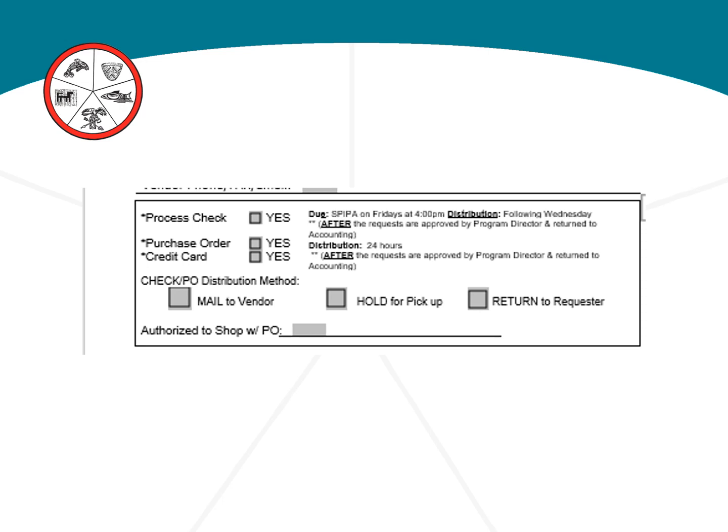The distribution method is where you tell us if you want a check or purchase order mailed, if you want it returned to you, or if you want it held at Fiscal Services here at SPIPA for you to pick up. If you're doing a purchase order, there's an authorized to shop line, and that's where you would put the name of the person or people who are authorized to shop with the purchase order. More than one person can be listed there, but please note that stores require ID to verify that the person who's shopping is the person listed on our purchase orders.